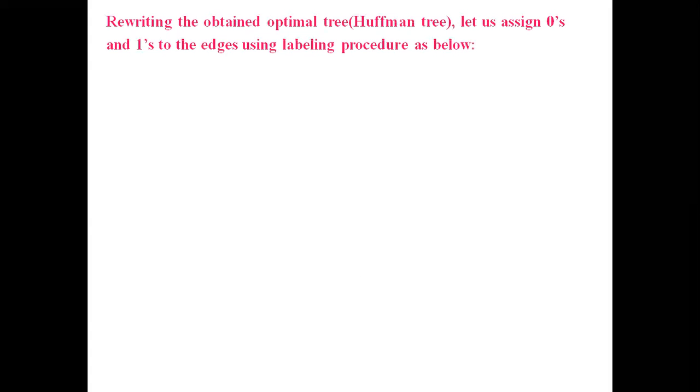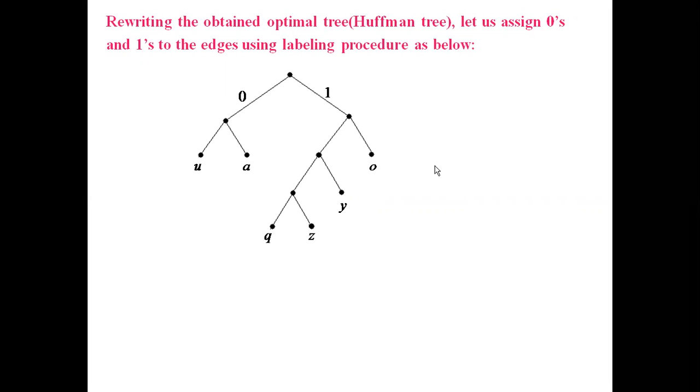Now we have obtained the optimal tree, or the Huffman tree. First, we are going to assign zeros and ones to the edges using the labeling procedure. So we have these isolated vertices, which we started with in step 1, being the leaves U, A, Q, Z, Y, O. These are the leaves for us now, which are the given vertices. We assign 0 to the left child and 1 to the right child. So every time we assign zeros and ones to the left and the right child respectively. This is how we assign using the labeling procedure.